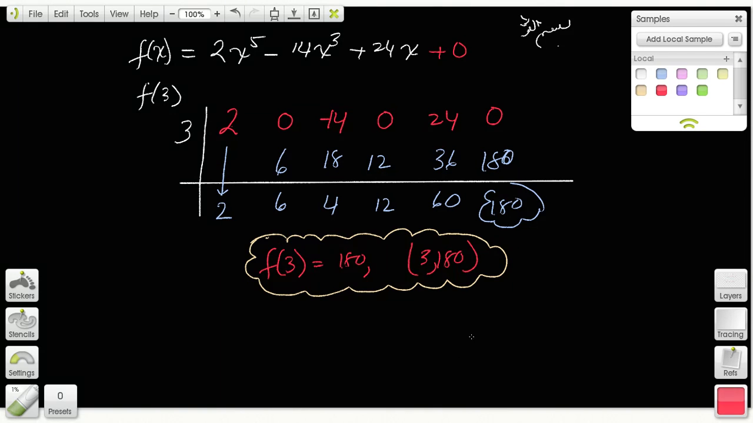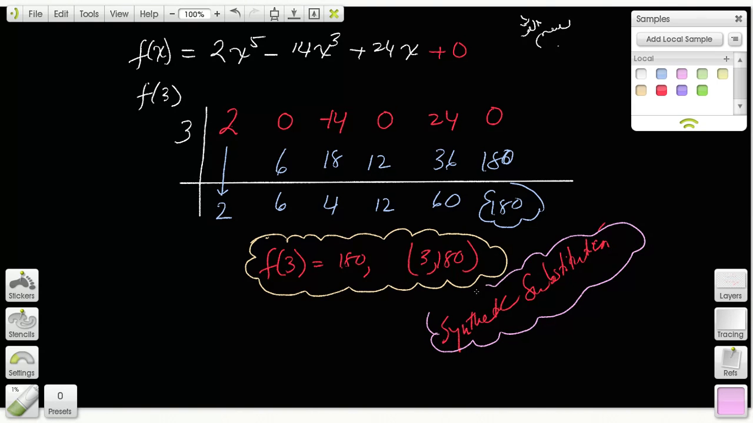Okay, so this process is called synthetic substitution, and it's really, really cool because it lets you calculate the values of f of x in a much faster way, because we're going to need to do this in this chapter a lot, and this is an important skill to master. So I hope you do all the homework problems and worksheets with due diligence so you get good at it.